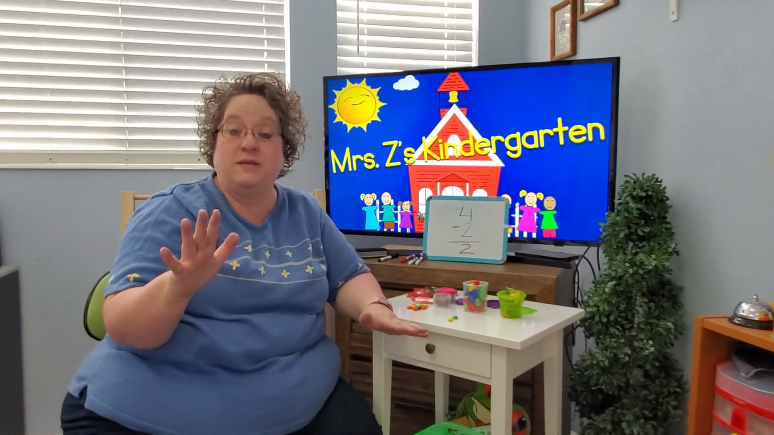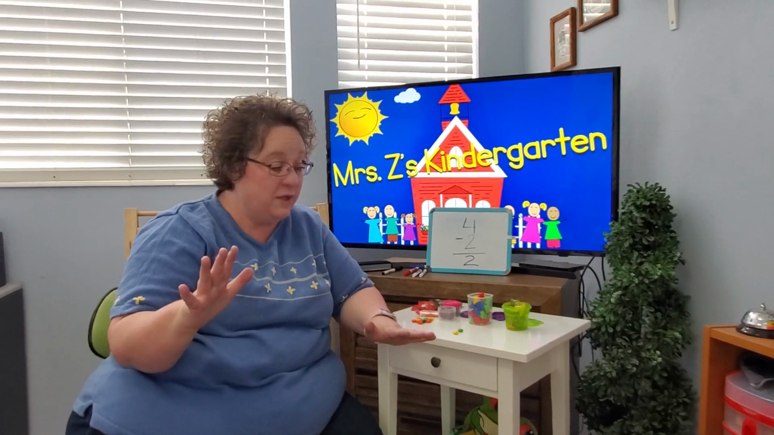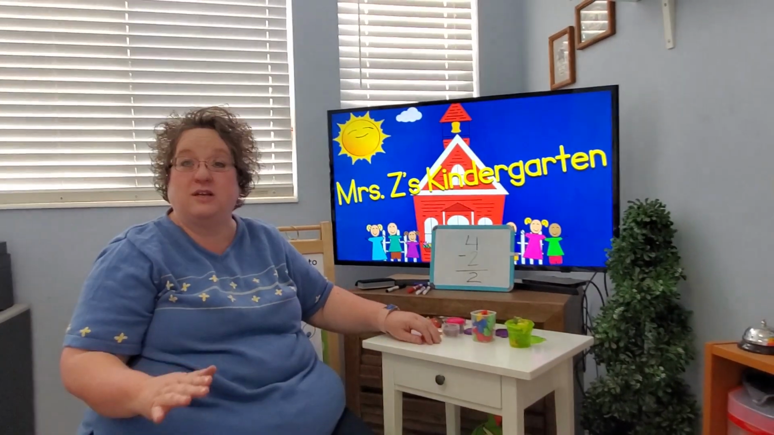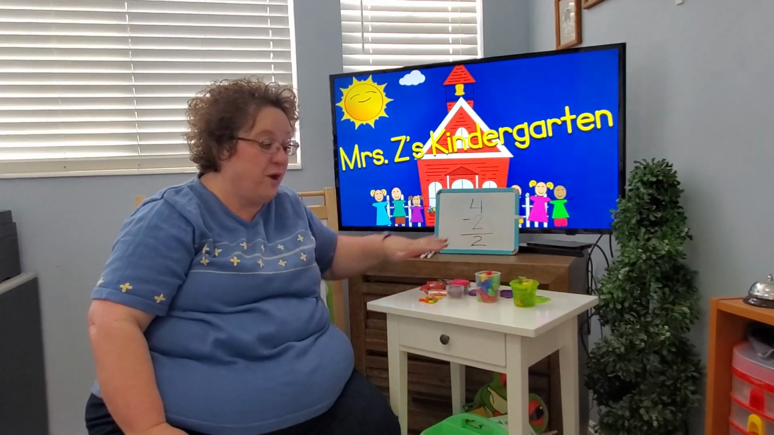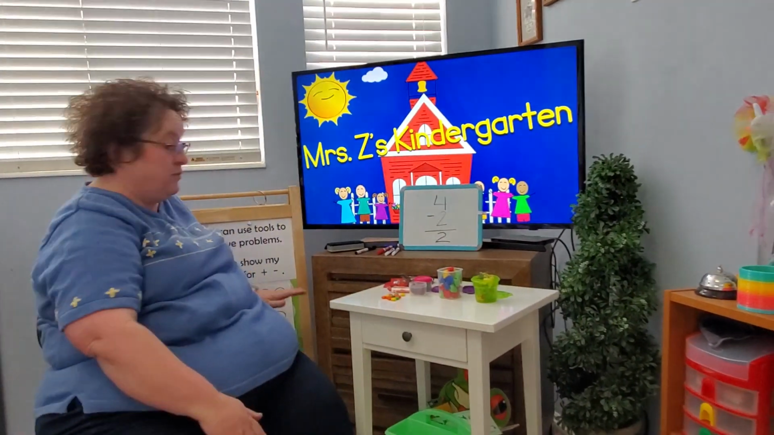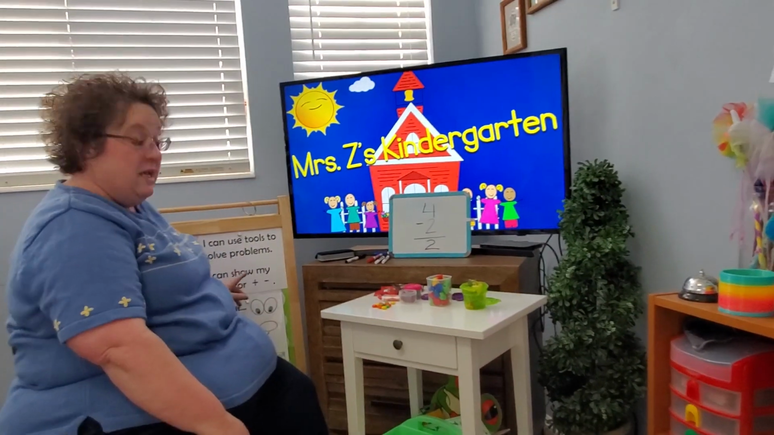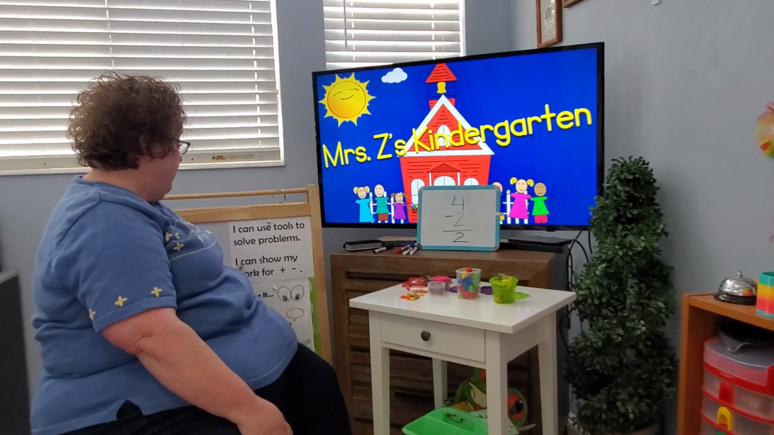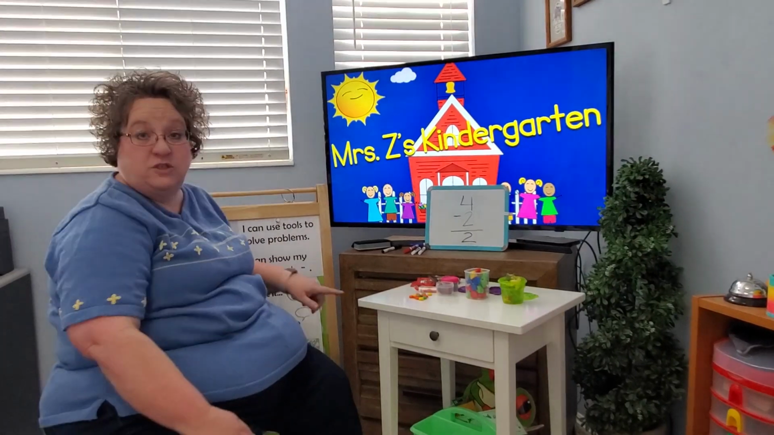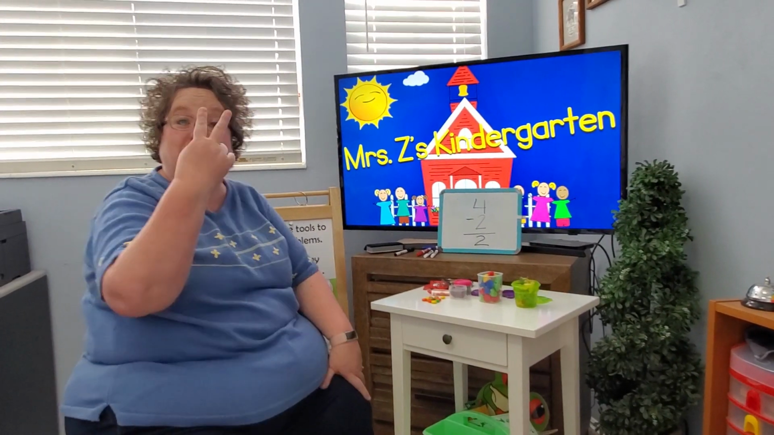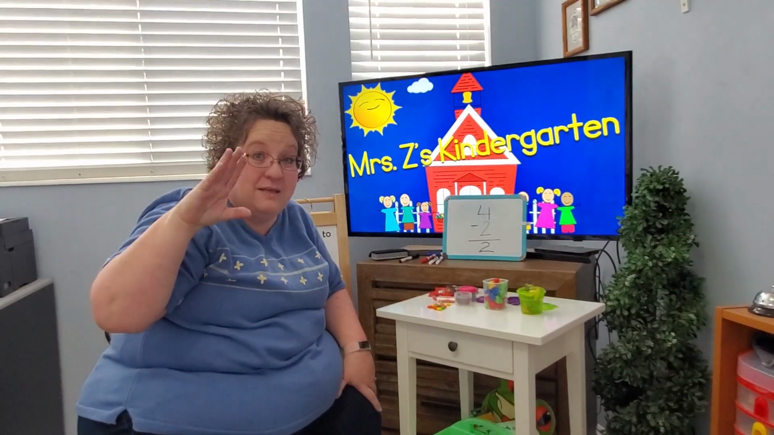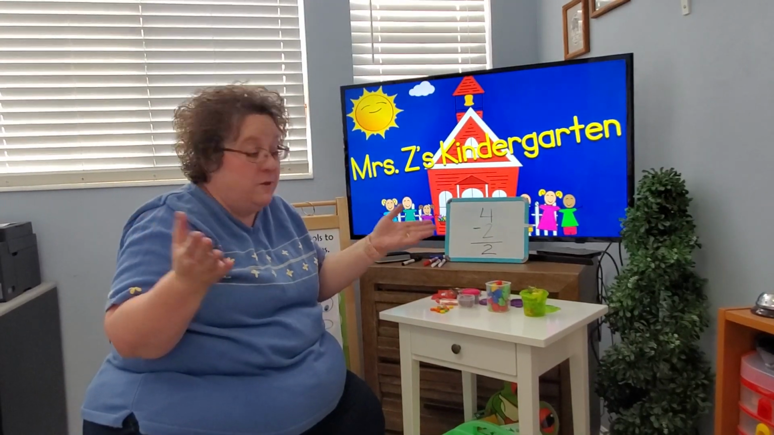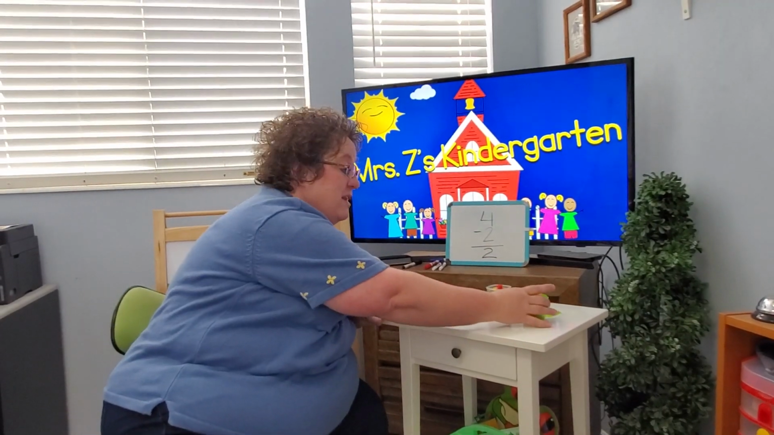All right, here's what we need to see. Let's recap. Here we go. Today we talked about another math tool. A math tool that will help us solve problems. Remember, our goal was that we would be able to use tools to solve problems. And of course, show my work for addition and subtraction. We also talked about see it, say it, solve it. The tool we used today were manipulatives.